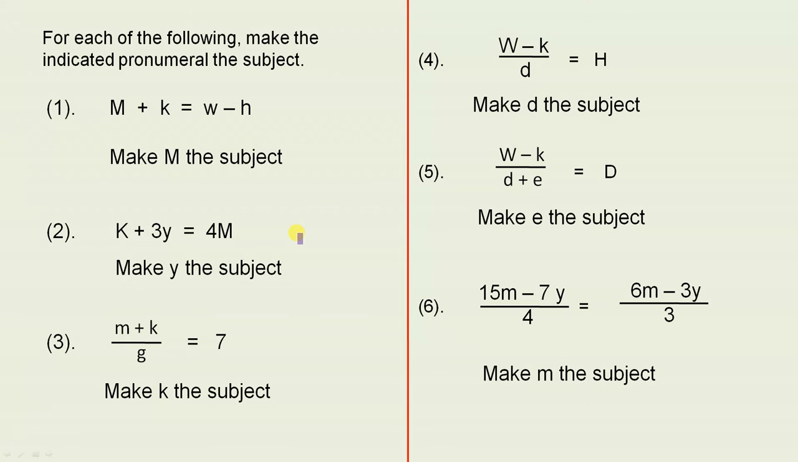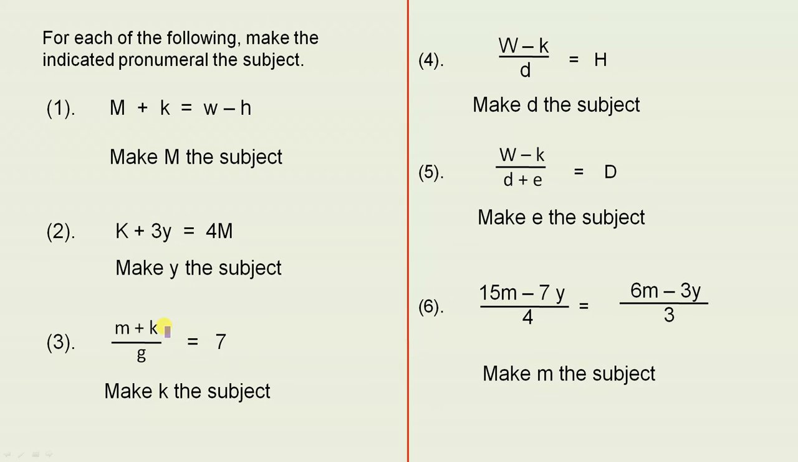Number 2, K plus 3Y equals 4M. It's exactly the same. We have to make Y by itself on the left-hand side, and that means when we do that, after we go through all the different operations, Y will become the subject.